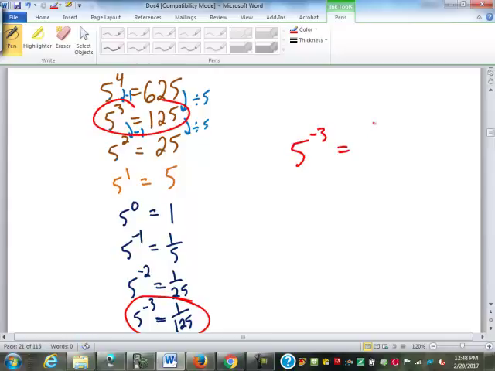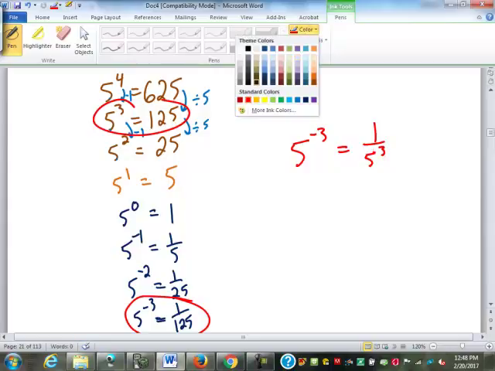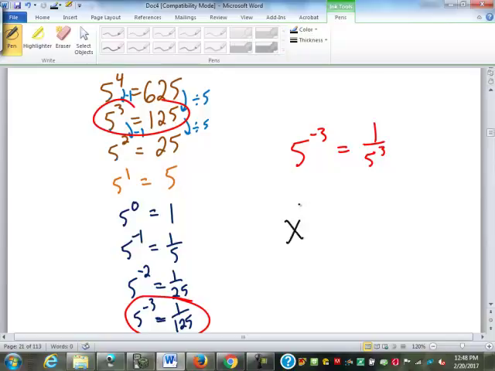You'll see there's a connection between these negative powers and the positive powers. 5 to the negative third is 1 over 5 to the third. It's the reciprocal of 5 to the third. So if I have x to the negative 10, that's the same as saying 1 over x to the positive 10.